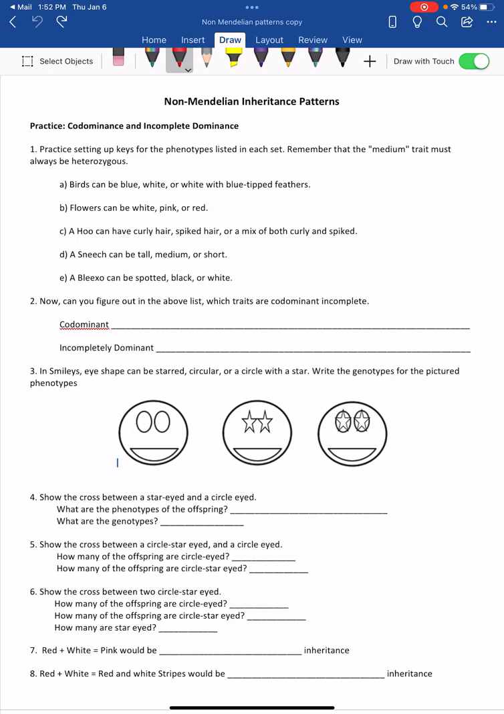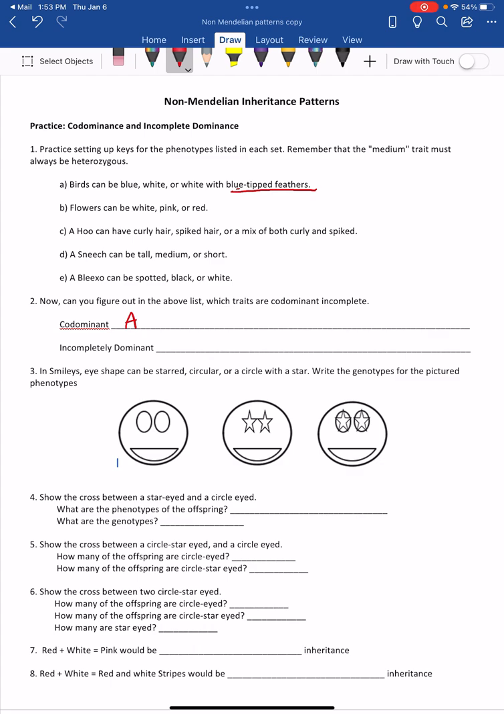Okay, so this blue with white tipped feathers is going to be codominance, right? Because you see the blue and the white. It didn't blend to give a light blue, but you see the blue and the white. So that one's going to be a codominance. In question 2, it asks you which ones are codominant and which ones are incomplete dominant. So I'm going to go ahead and tell you that that one's going to be a codominant.